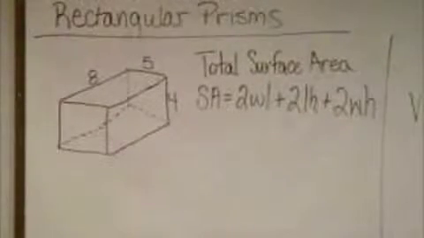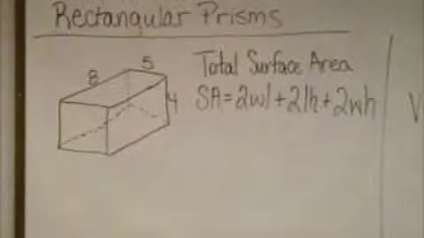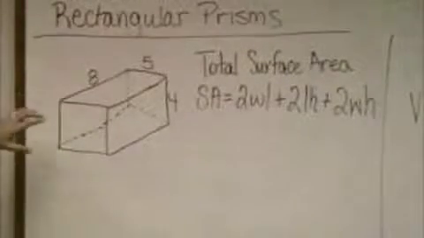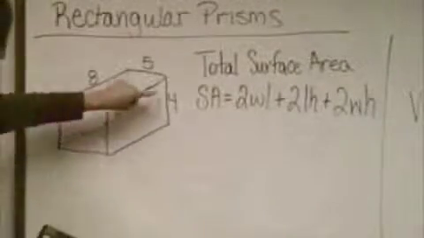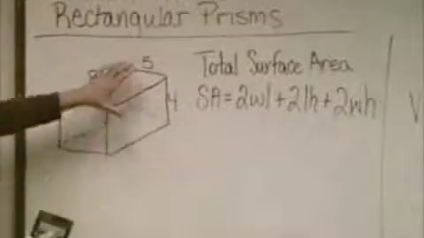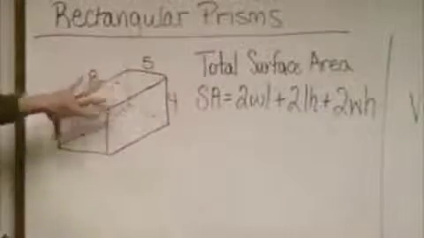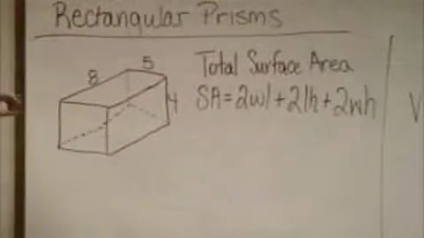Surface area and volume of rectangular prisms. A rectangular prism is exactly as it sounds. It's a rectangular box, but it's a three-dimensional shape. So when we talk about prisms, we're talking about three-dimensional shapes.